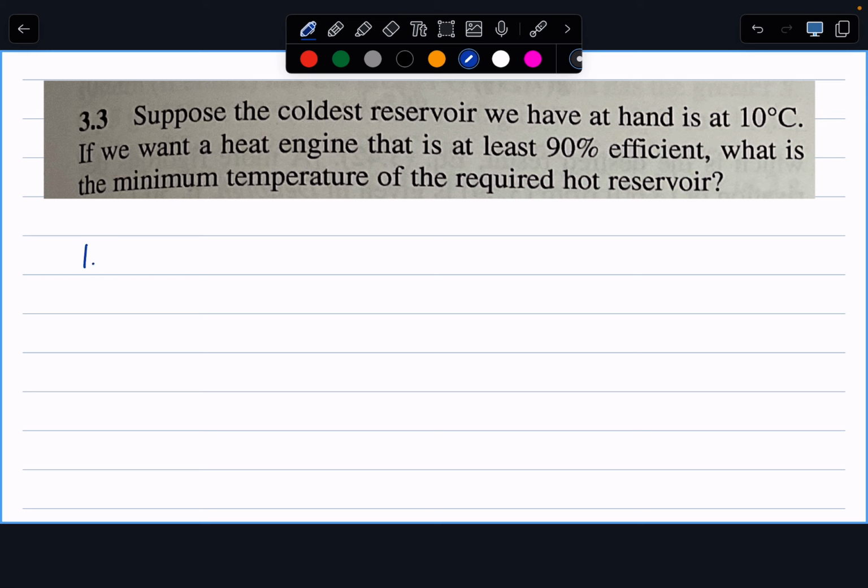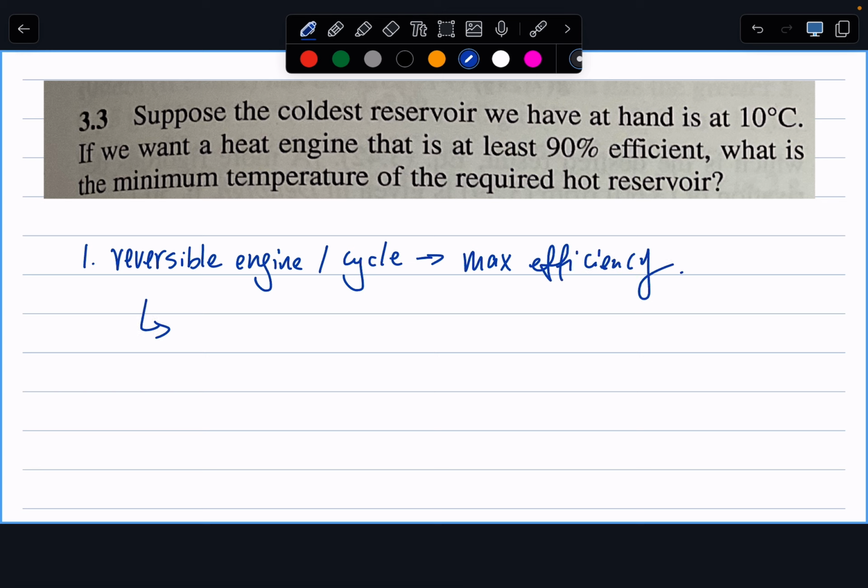The first thing we want is for it to be as efficient as possible. So we want a reversible engine or cycle so that we have the maximum efficiency. And that's why we can assume we have a Carnot cycle, ideal gases.